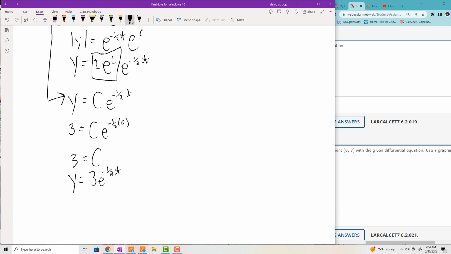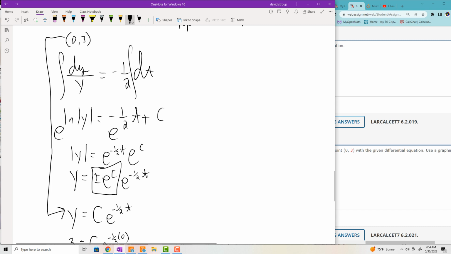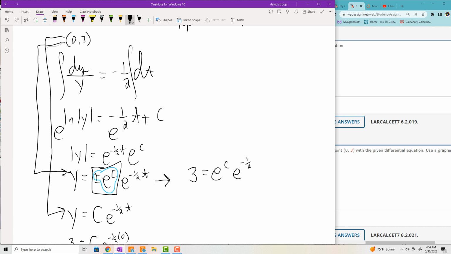Okay, just to convince you that they both work the same, let's go ahead and take this guy and plop him in here and see what happens, right? So I'd have 3 equals, and it has to be the plus version in this case. There's no way to have a minus result in a positive 3. Okay, so it has to be the plus e to the c, and then e to the negative 1/2 times 0.